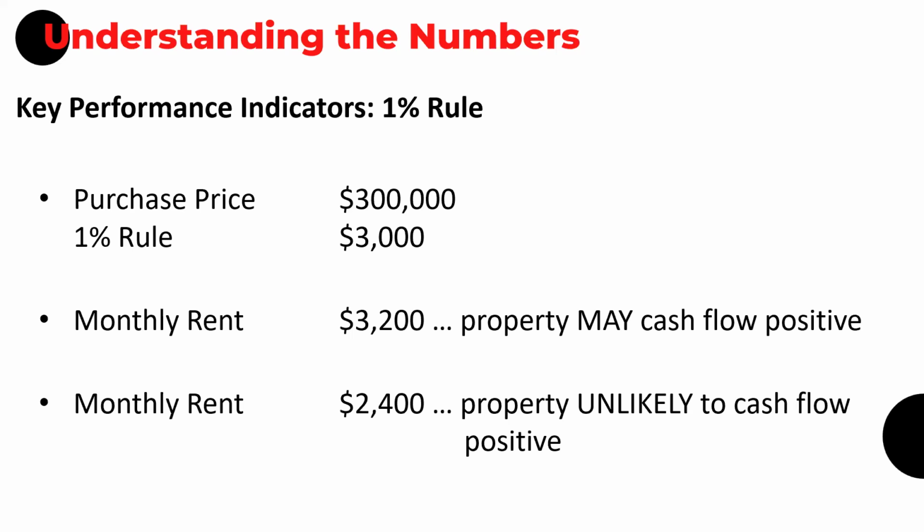As an example, if you have a purchase price of 300,000, the 1% rule is $3,000. If your monthly rent is 3,200, then there's a good chance that your property may cash flow positive. If your rent, on the other hand, is 2,400, then the property is unlikely to cash flow positive.